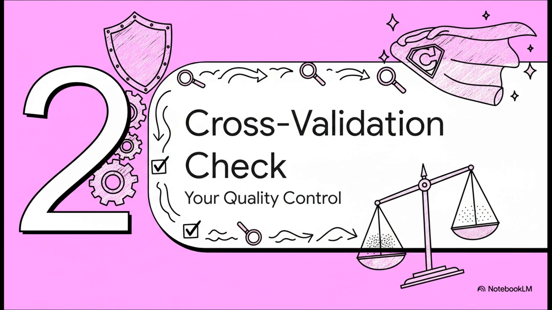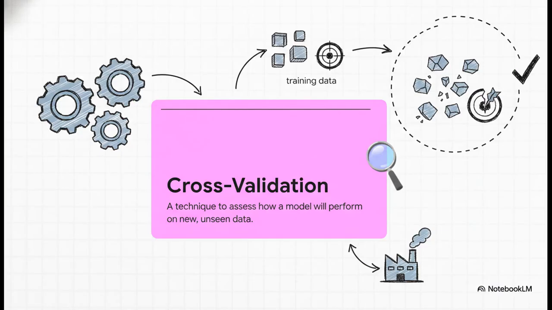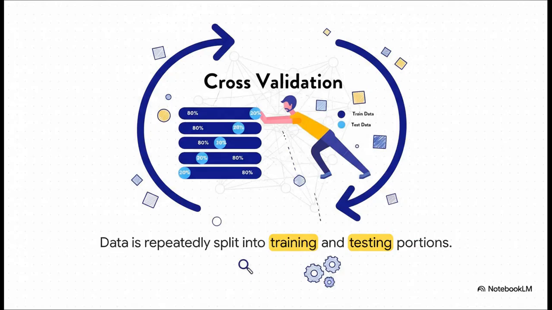Well, this is where our hero of the day swoops in: cross-validation. Seriously, think of this as the ultimate quality control check for your model. So what is it really? At its heart, cross-validation is all about one thing: figuring out how well your model will do on brand new, totally unseen data. It's like a dress rehearsal for a play, or maybe a better way to think about it is a stress test. We're simulating what's going to happen when we finally let this thing out into the real world.